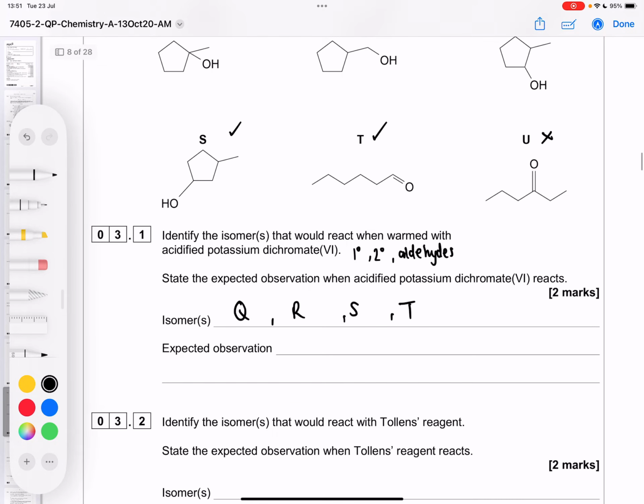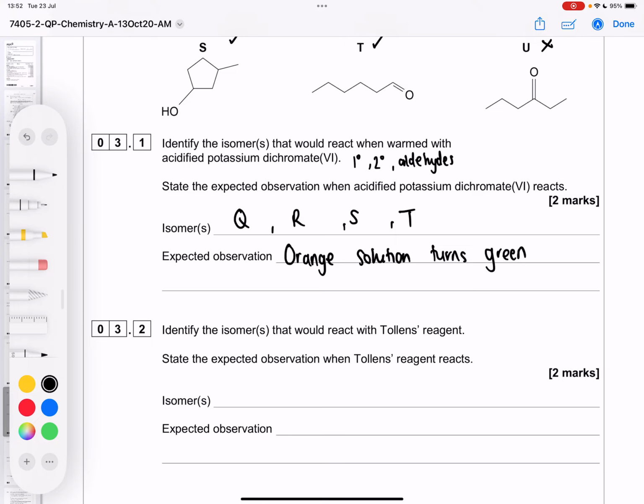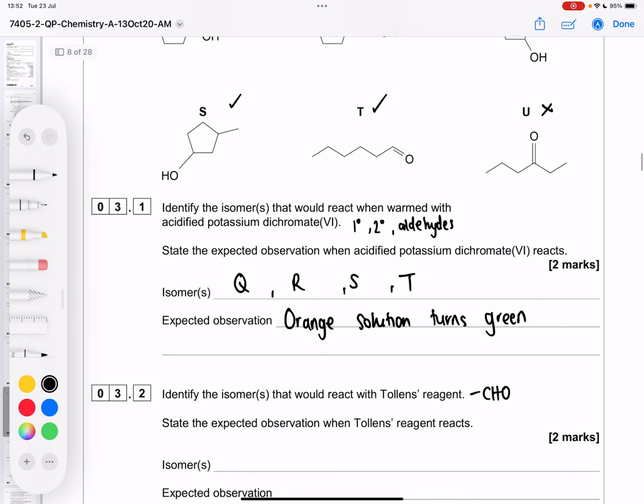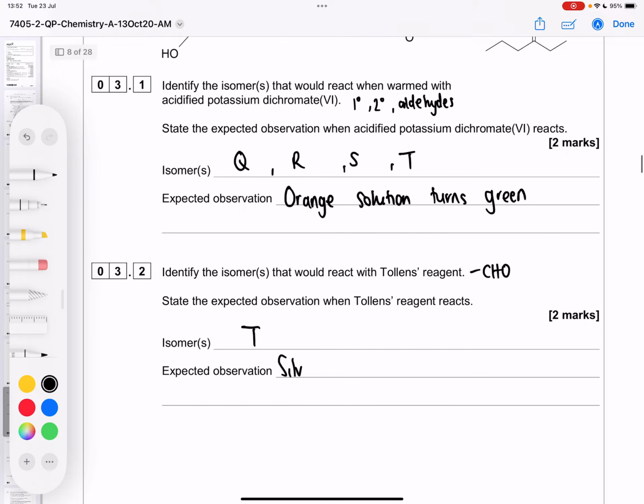And what we would observe is that the orange solution of potassium dichromate turns green. Identify the isomer or isomers that would react with Tollens reagent. Now that is a specific reagent that only reacts with aldehyde groups, so that would just be T. And Tollens gives us a silver mirror with an aldehyde.